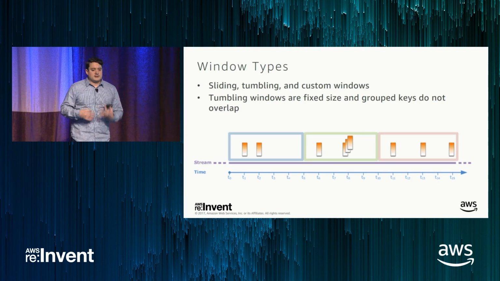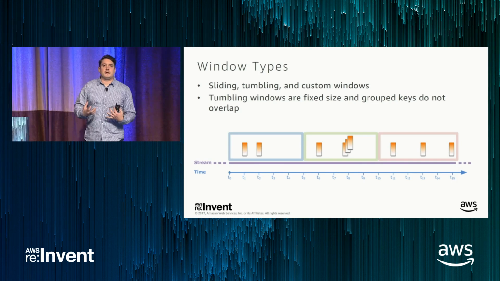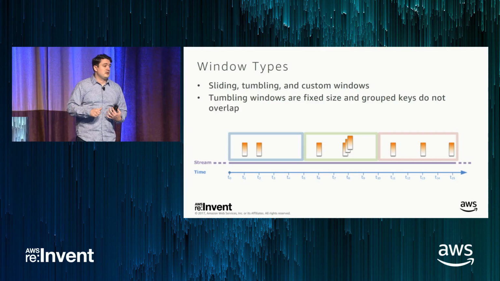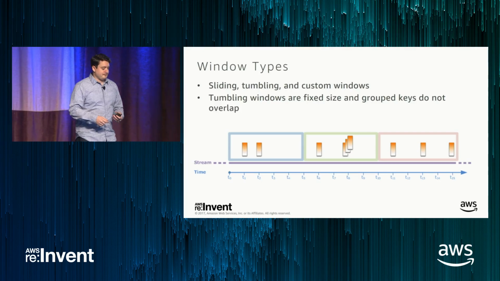So there are different types of windows, but the two primary components you want to think about are what size they are, whether they are fixed or not fixed, and whether they overlap or not.